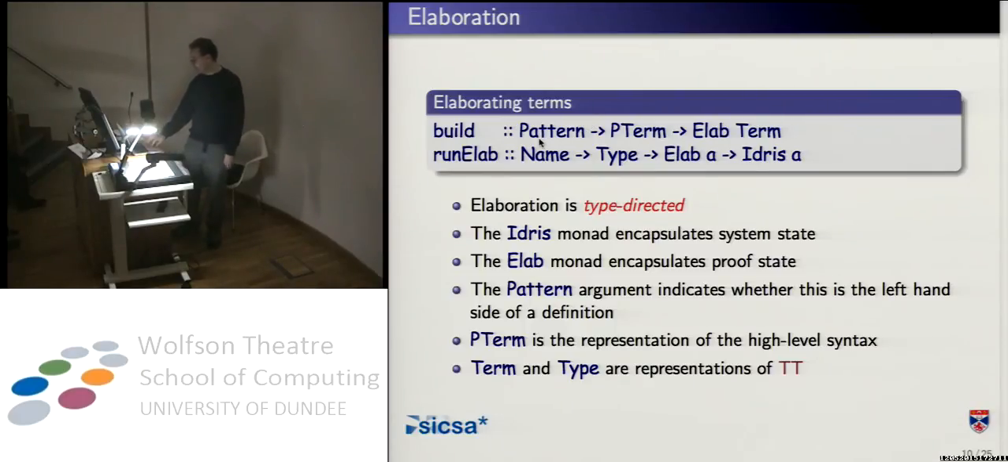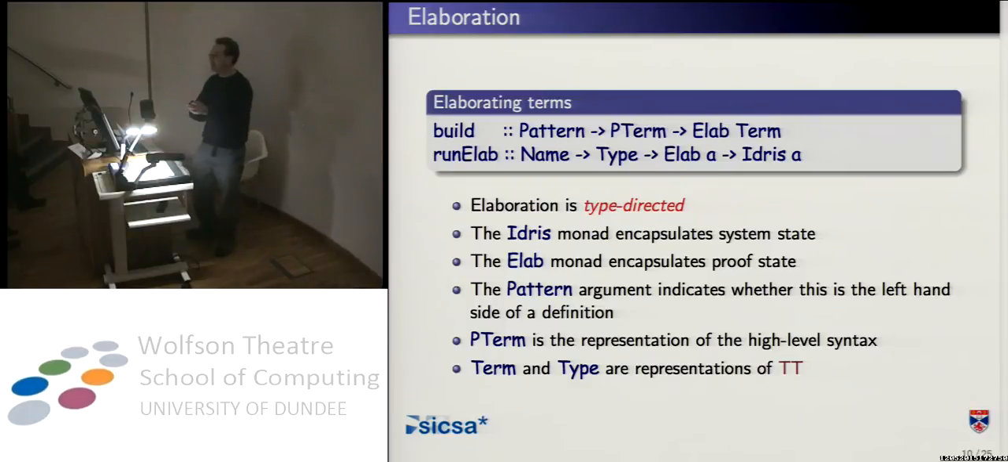So to build something, to build a term, we will take a PTerm. I can't remember why I called it PTerm, parsed term, I think. So this is the high-level representation that has simply been parsed from what you, the programmer, have written. And that PTerm here really is the tactic. This is the high-level tactic. And what will come out, if we're lucky, of elaboration is a term. So this, what I call term here, that is the representation in TT.